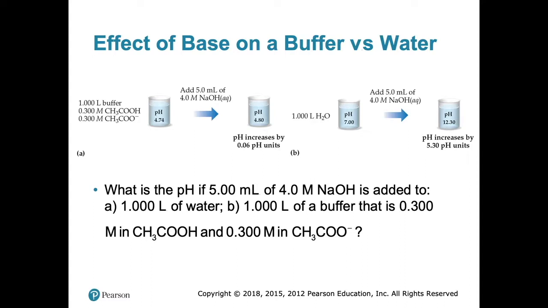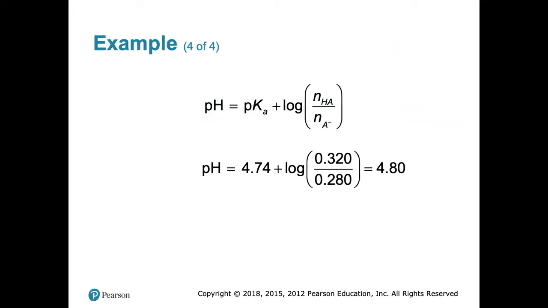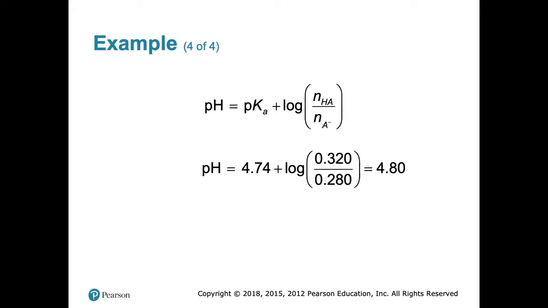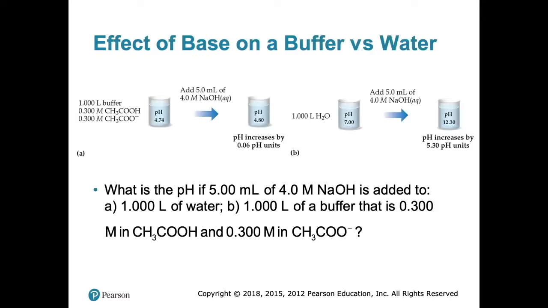So now we can talk about how mixing things together will change the pH. Here we start out with 1 liter of buffer. It's 0.3 of the acetate, 0.3 of the acetic acid again. Interestingly enough, we added sodium hydroxide to that same thing earlier, didn't we? And it only went up to 4.8, right? Isn't that crazy how a buffer keeps it from changing pH? And we added like a lot of sodium hydroxide. That's a strong base. So buffers really do work.